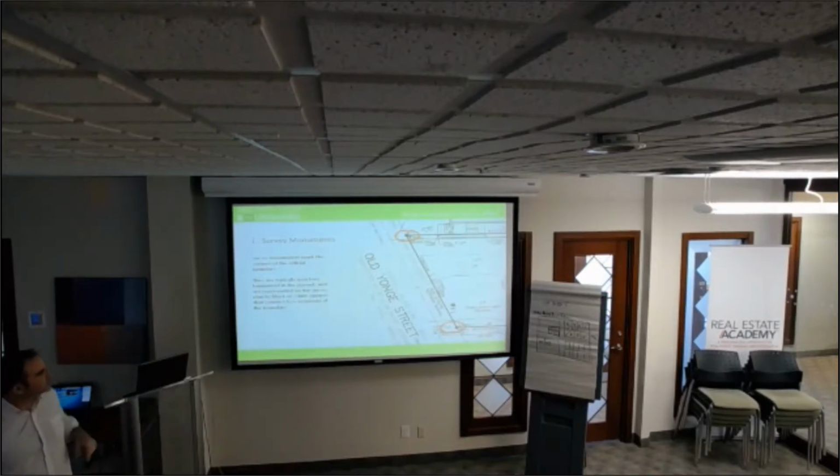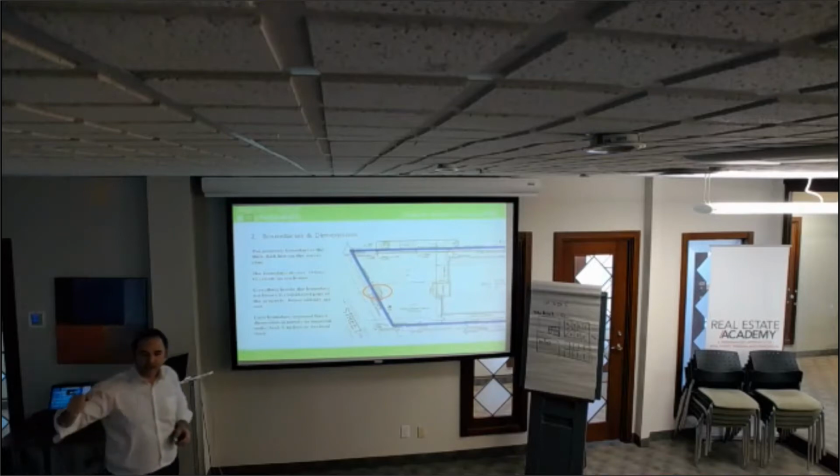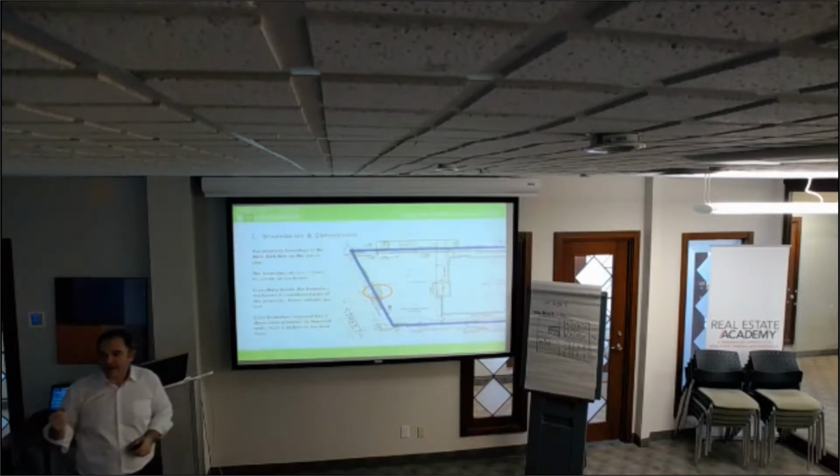But monuments are first. The second thing you're going to do is the boundaries and the dimensions. You're going to find the thick dark line. You're going to get a highlighter and you're going to go all the way around. The boundary has to close.